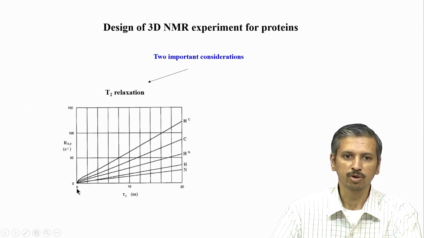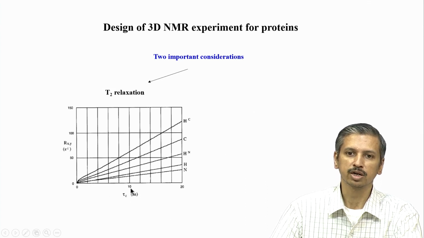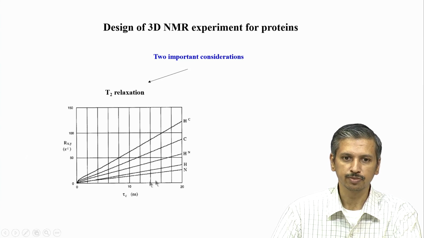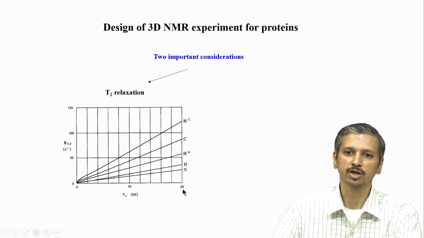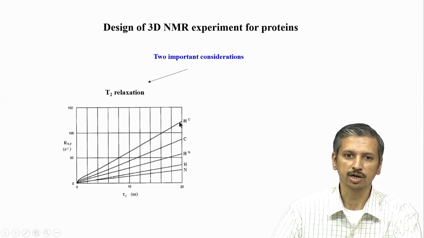So, based on that formula, a tau c of 10 nanoseconds roughly corresponds to 20 kilodaltons. A tau c of 20 nanoseconds roughly corresponds to 40 kilodaltons. So, you can see here that for a 20 kilodalton molecule versus 40, the rise in T2 relaxation, or rise in R2, is very sharp, very high, especially for these kinds of protons.